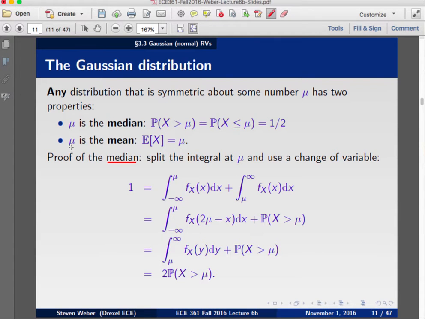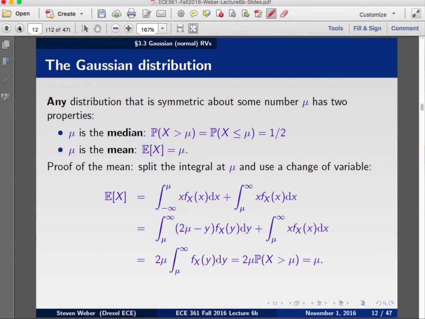Next, we're going to show the second property, that if I have a distribution that is symmetric around some number mu, then that number mu must be the mean of the distribution. And the proof is very similar. In particular, we're going to again split the integral and use a change of variable.